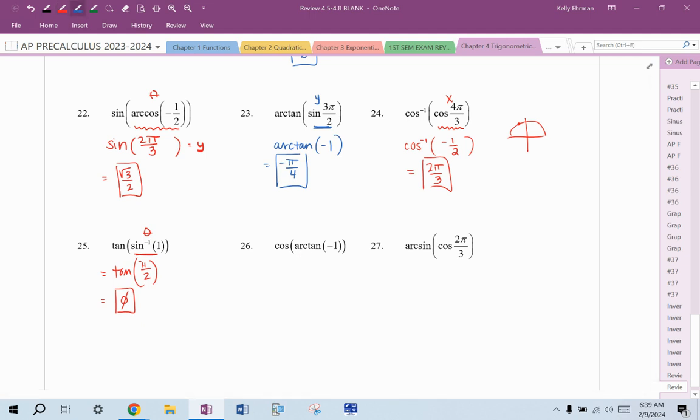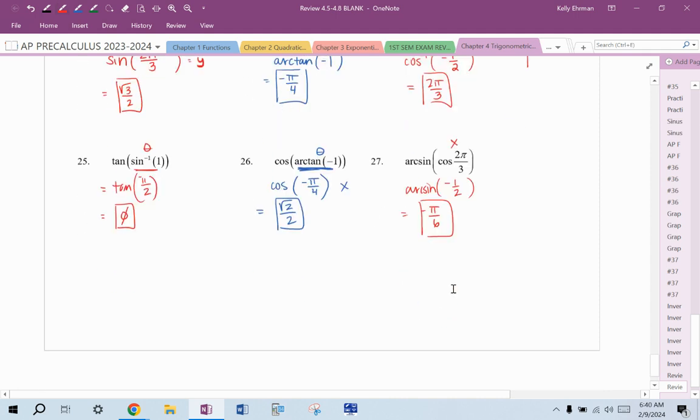Arctangent of -1, we're looking for the angle that makes tangent -1. So this is going to be the cosine of negative pi over 4. And the x coordinate at negative pi over 4 is positive radical 2 over 2, because cosine is positive in the fourth quadrant. And our final one, what's the x coordinate at 2 pi over 3? So that's going to be -1/2. And then what's the arcsine? What angle makes sine equal to -1/2? Negative pi over 6.